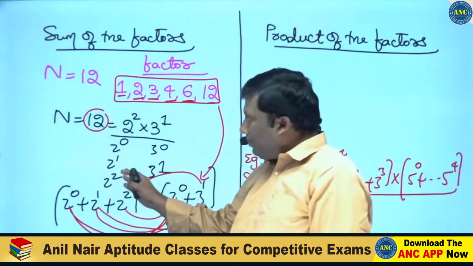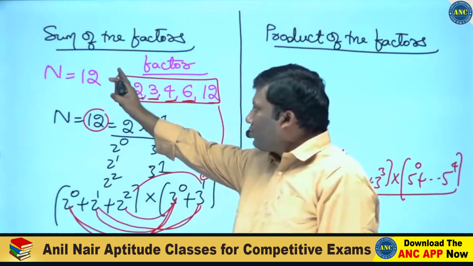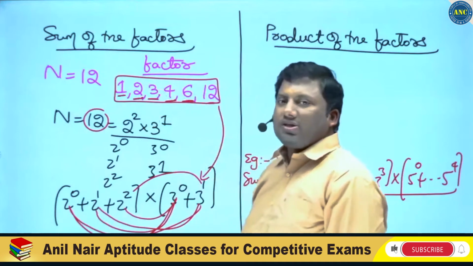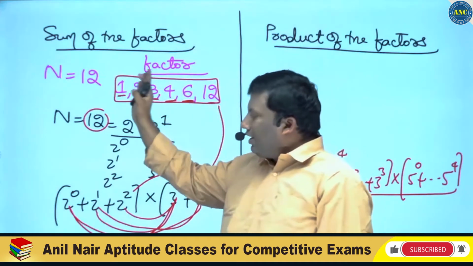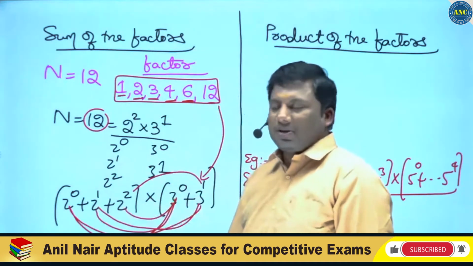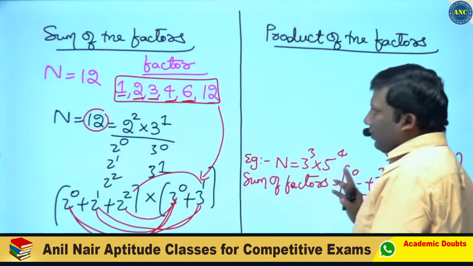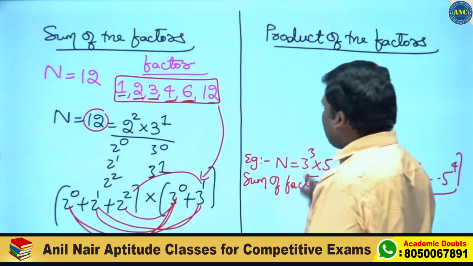By taking a simple example, I can prove this. For 12, the factors are 1, 2, 3, 4, 6, 12. 1 plus 2 plus 3 plus 4 plus 6 plus 12 is equivalent to (2 power 0 plus 2 power 1 plus 2 power 2) into (3 power 0 plus 3 power 1). I hope the concept is clear.